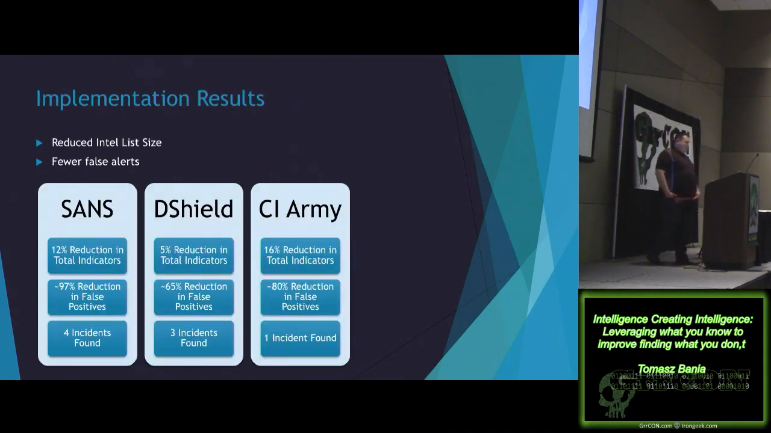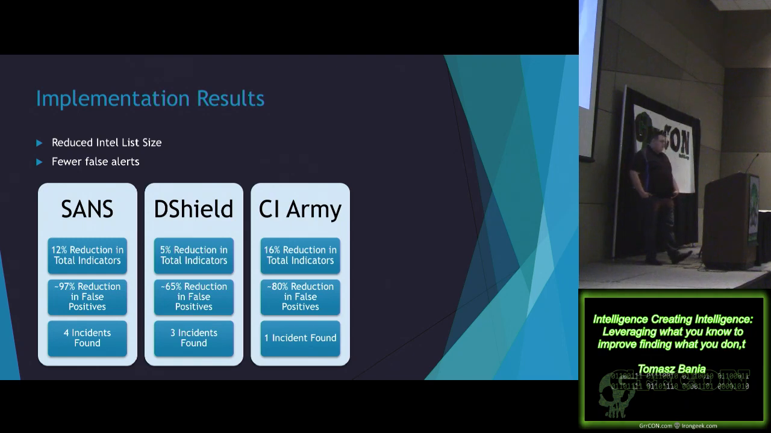So, as I mentioned, these are some of the implementation results that we've seen in our organization. Overall, reduced threat intel list size and fewer false alerts. With the various SANS list, we've seen roughly a 12% reduction in total indicators. And like I said, because we implement this as a continuous process, all these numbers generally fluctuate, but on average, roughly 12%. A 97% reduction in false positives. And originally we were going to rip out this list completely, or some of these lists completely. Because we didn't, we had 4 incidents that we found that we would not have found using any other traditional means.